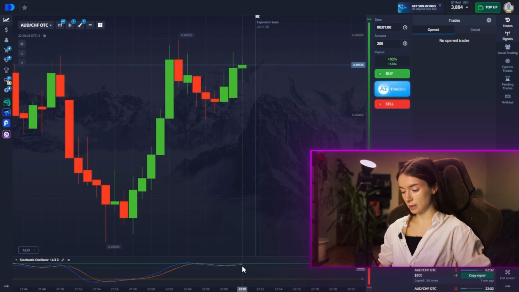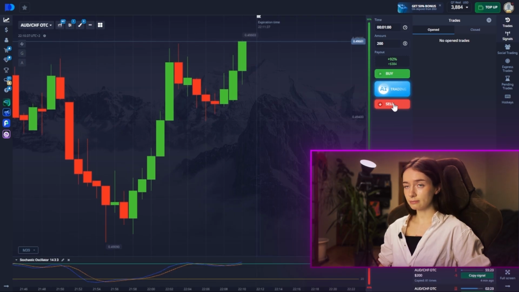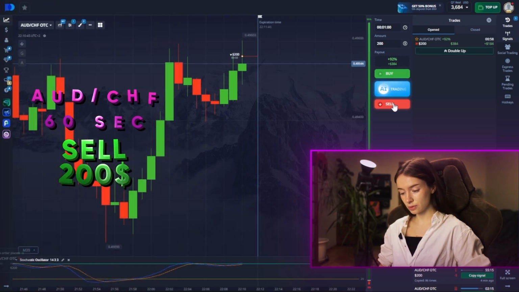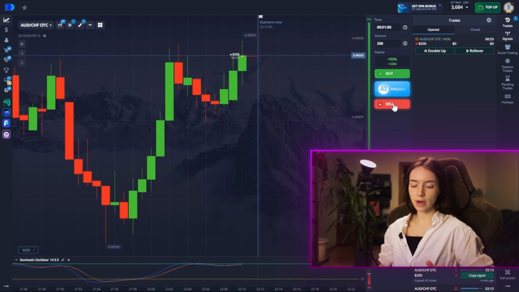Stochastic reached 80. We can wait for a slight rise and then open a sell. No rush. The market isn't going anywhere. I'll wait a bit more, but I'll enter here because the drop was very sharp. Price may return upwards, that's fine.